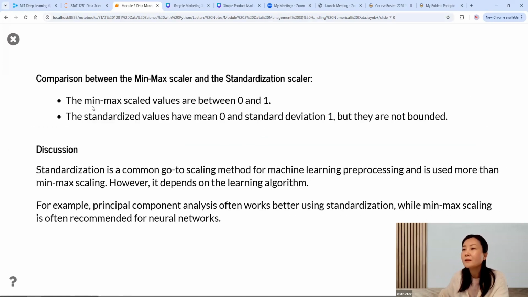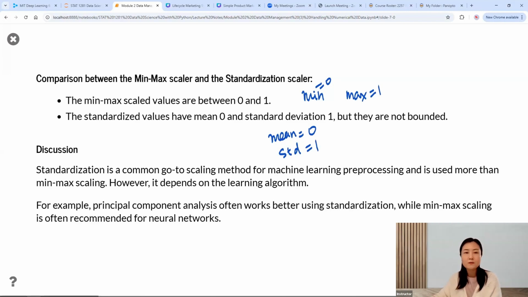So what's the difference? The min max scaler values are between 0 and 1, so they are bounded. After you use the min max scaler to process your data, the min and max of each column are fixed: min is 0, max is 1. So two parameters are fixed. If you standardize your values, then the mean and standard deviation will be fixed: mean is 0, standard deviation is 1. But the minimum and maximum are not fixed.